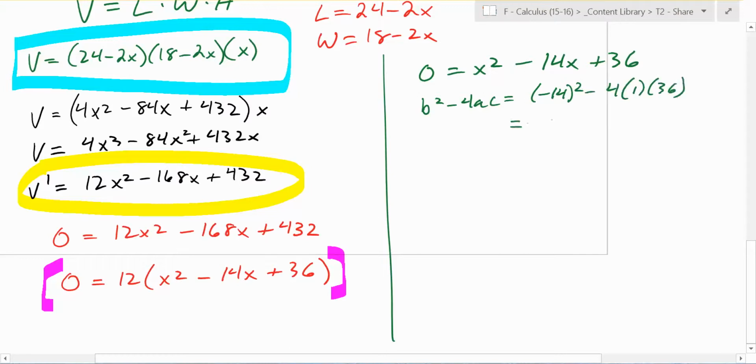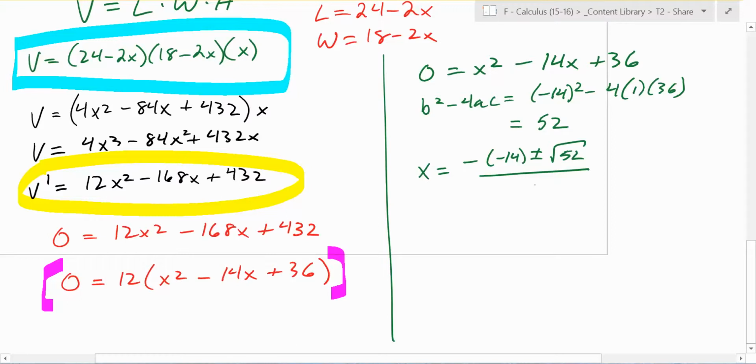If you do that out, you end up with, anybody do it for me? I think it's 52. What is it? Only one person's working on this? Come on. Really, one? What is it? 52. So what's the answer going to be? X is equal to negative 14 plus or minus the square root of 52 all over what?